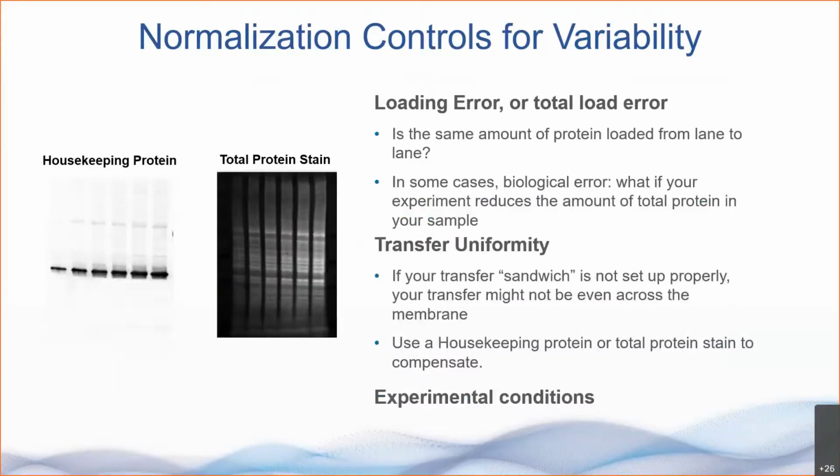All right. So normalization controls: the reason we do this is so that we can take care of the errors in loading and total load error. What we're trying to figure out is, are we loading the same amount of protein in each and every lane? Also, in some cases we do have a biological error, so that's going to be the question also. That's part of the reason we're using total protein loading.